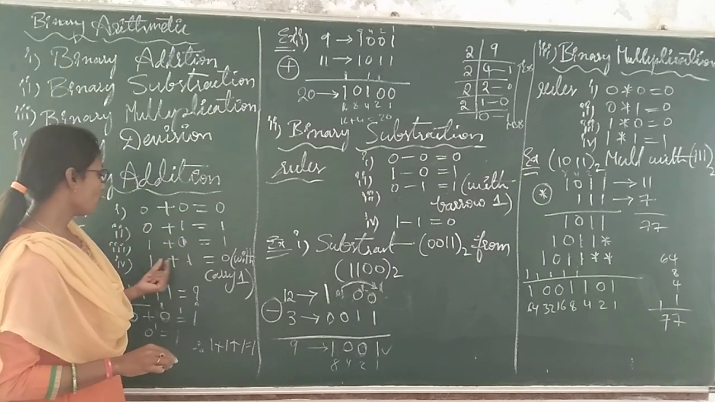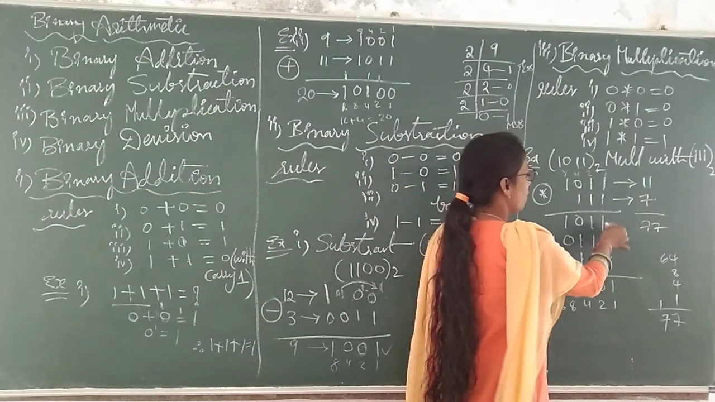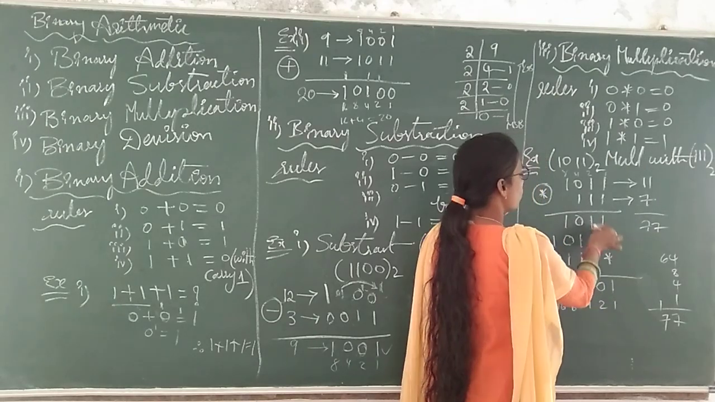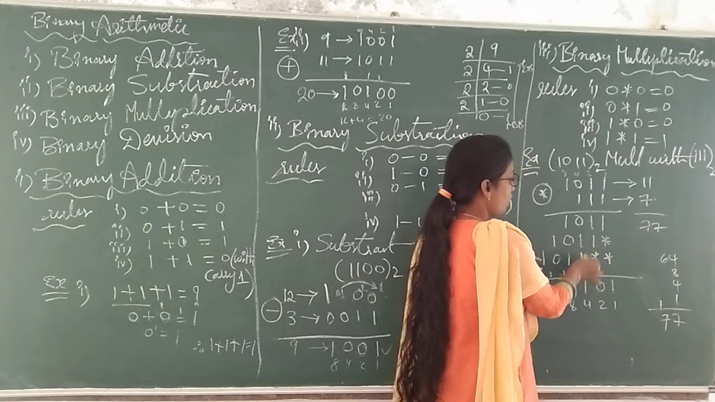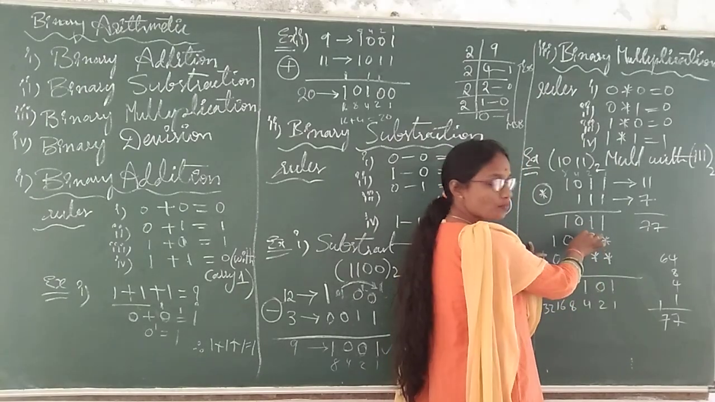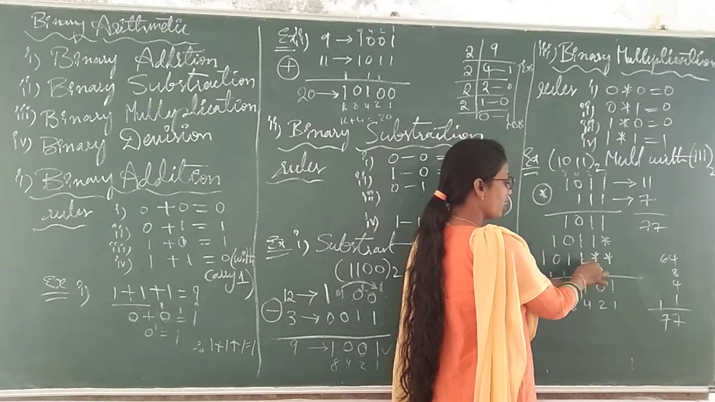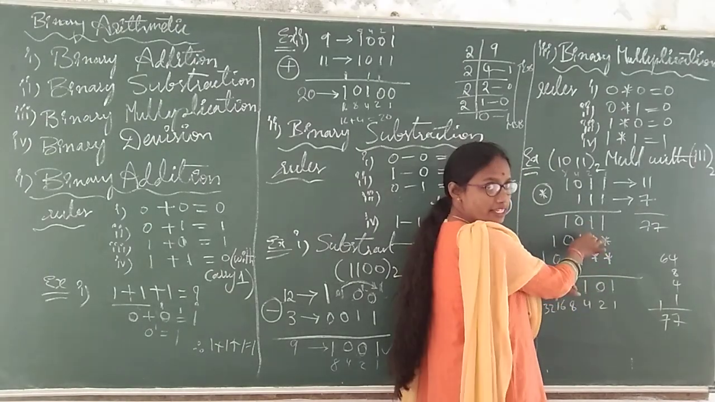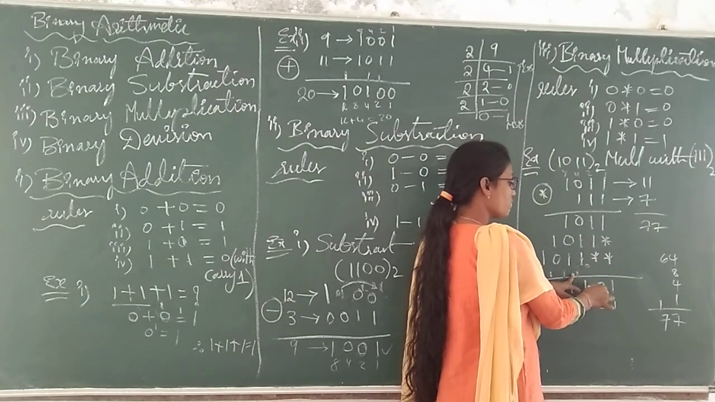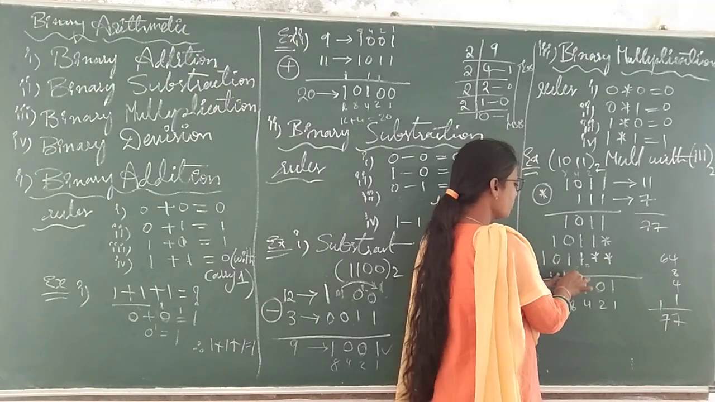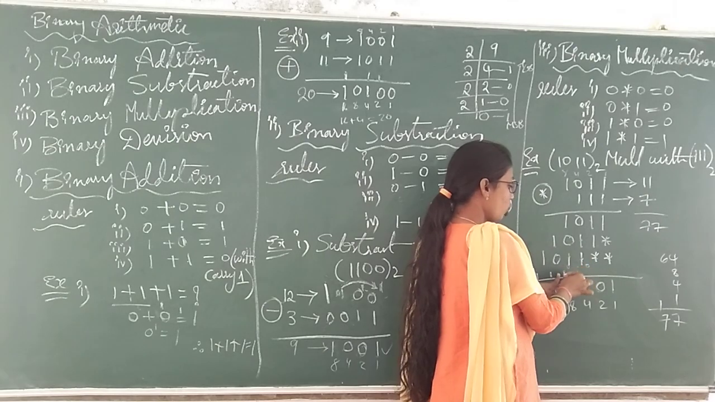And here 1 plus 1 is 0 with carry 1. And here you see 1. And next, 1 plus 1 is 0 with carry 1. 0 plus 1, 1. 1 plus 1, 0 with carry 1. Okay, here the value is 1. 0 plus 1 is 1. 1 plus 1 is 0, and the carry is 1. 0 plus 1, 1. And the carry is here. 1 plus 0, 1. 1 plus 1 is 0.